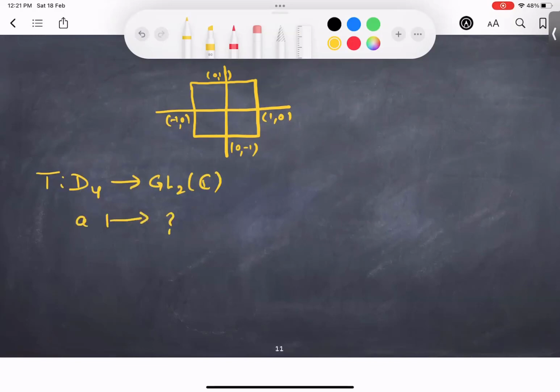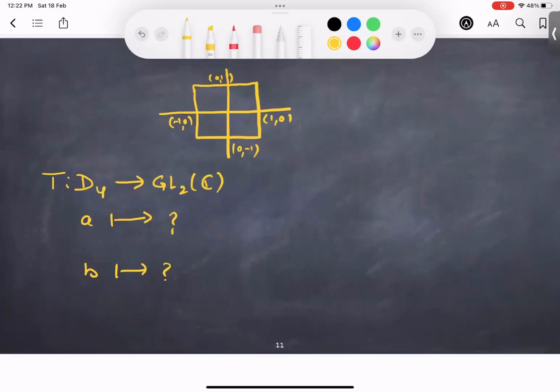So I should decide where A and B go to, matrices A and B, which satisfy the same relations as those of the group. If that happens, then there is a homomorphism from D4 to GL2C, because D4 is the free group on generators divided by the normal subgroup generated by the relations. So all you need is that A to the 4 is 1, B square is 1, and B inverse AB is equal to A inverse.